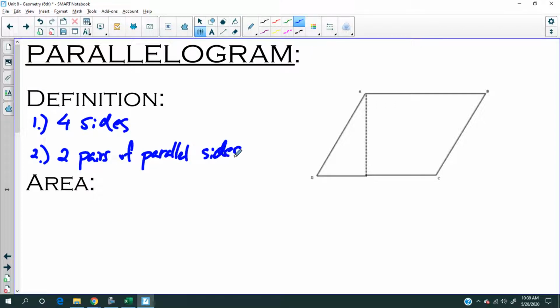So that's the difference. Meaning right here, we've got 1 pair of parallel sides. These 2 lines are parallel, but so are these. And these opposite sides are parallel also. So that's a parallelogram.